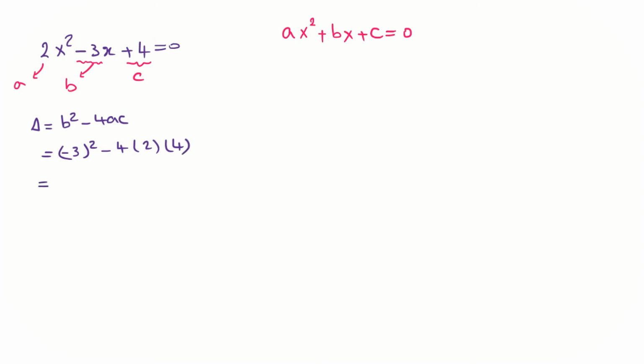That is giving me 9 minus 2 times 4 is 8, 8 times 4 is 32. That is negative 23. This negative 23 shows that delta is less than 0, and it means that there is no real number as an answer for this equation. So we say that there is no answer for this equation.